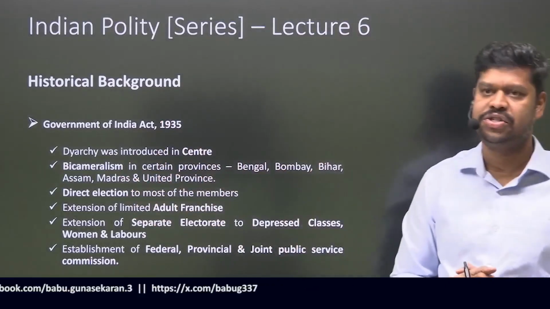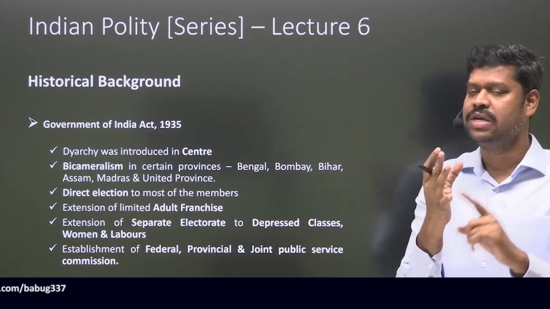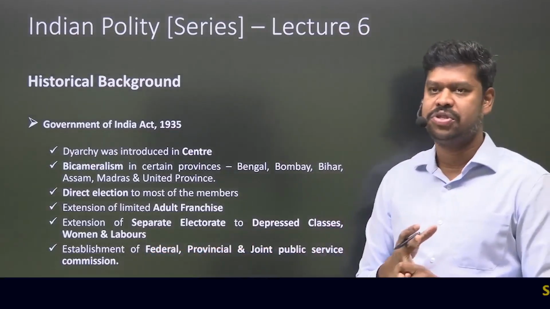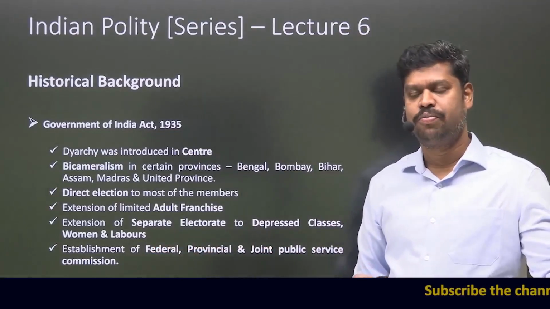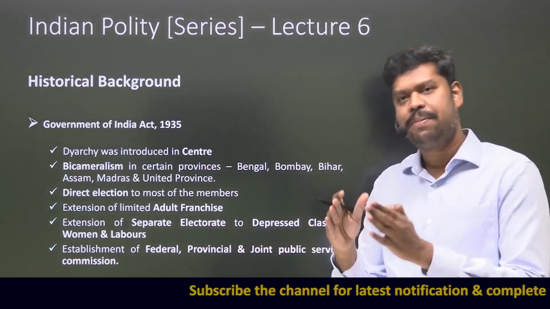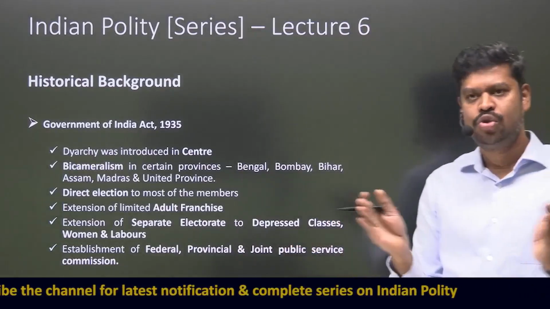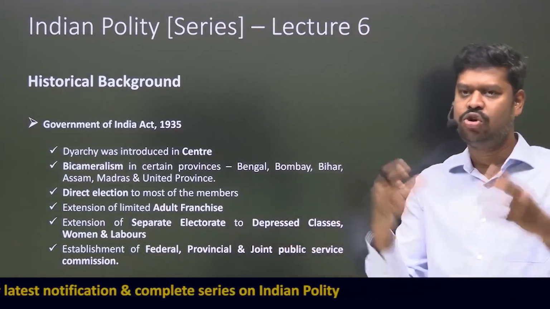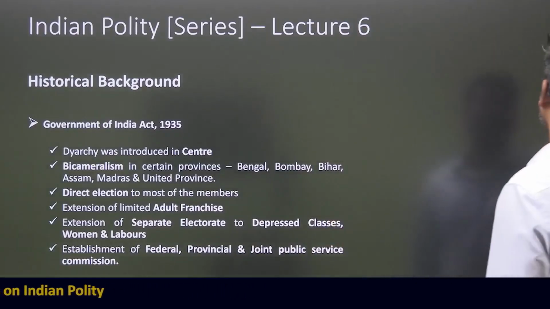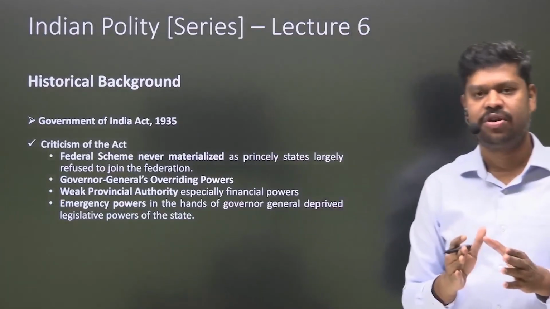This is a recent addition. In the Government of India Act 1919, they provided for the Central Public Service Commission, which is now renamed the Federal Public Service Commission. And then they also provided for the Provincial Public Service Commission, which continued as the Provincial Public Service Commission. The new addition here is the Joint Public Service Commission. That means two or more provinces can have a Joint Public Service Commission. That was also allowed as a part of the Government of India Act 1935. So these are the major developments that happened during the Government of India Act 1935.